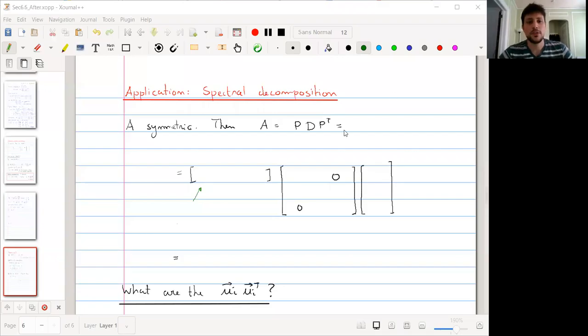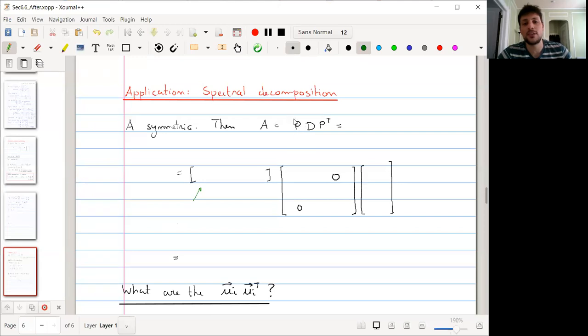Hello, everyone. In this video, we explore the first of two important applications of the spectral theorem and the diagonalization of symmetric matrices with orthogonal matrices. The first application that we talk about today is called spectral decomposition. What we saw last time is that if a matrix A is symmetric, then we can diagonalize it with orthogonal matrices.